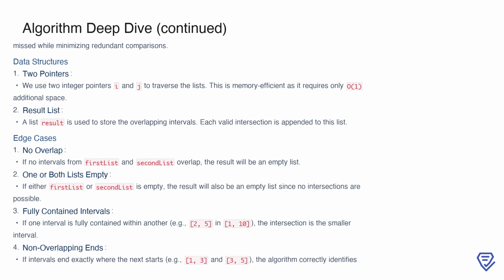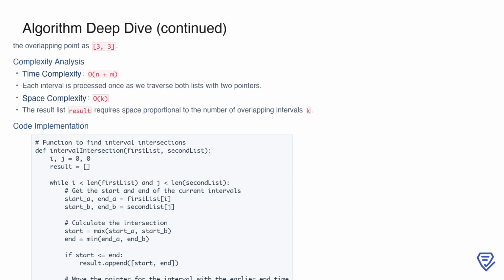The result list is used to store all the valid intersections, and its size depends on the number of overlaps found. We also handle edge cases such as when there are no overlapping intervals or when one or both lists are empty, which results in an empty output. Additionally, the algorithm correctly identifies intersections for cases like fully contained intervals or touching endpoints, ensuring accurate results for all scenarios. This algorithm is both time and space efficient.